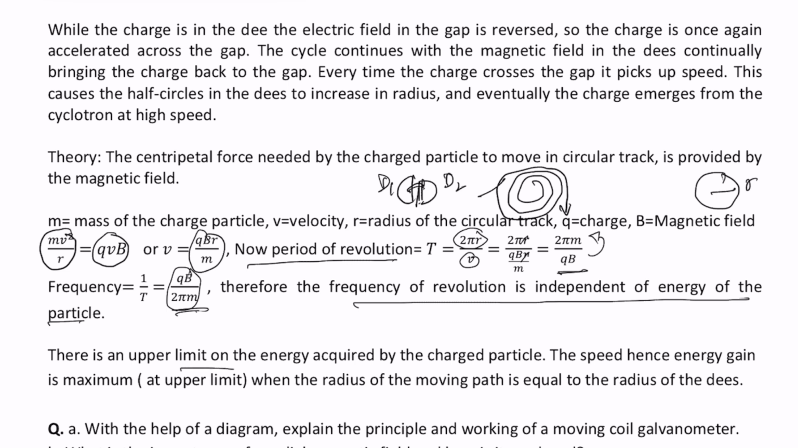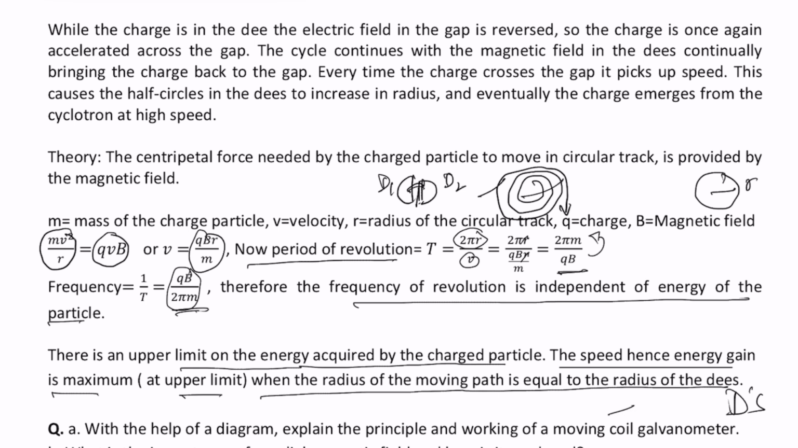There is an upper limit of energy acquired by the charged particle. The speed, hence the energy gain, is maximum at the upper limit when the radius of the moving path is equal to the radius of the D's. D's means these D's. So the velocity is constrained by the construction of the cyclotron, where the radius of the D's is constant, correct? So this part is answered.